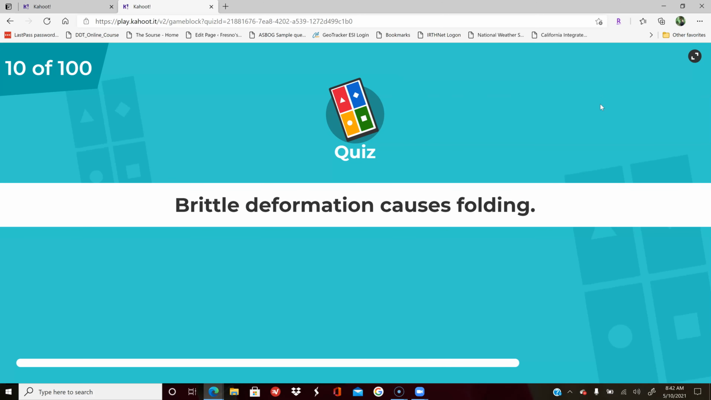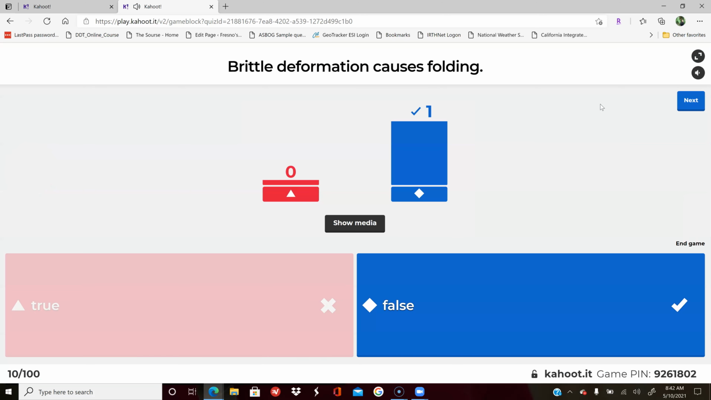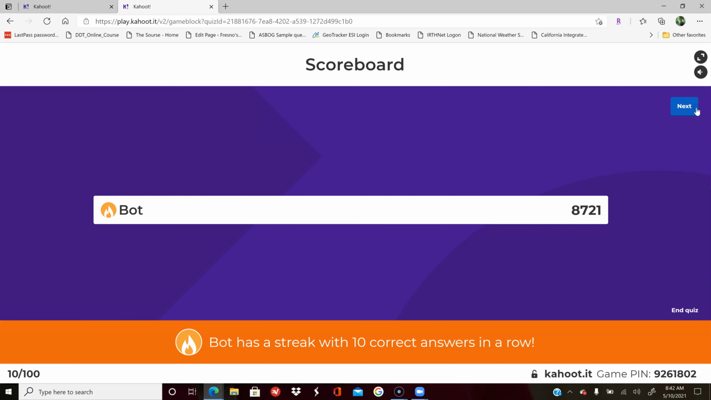Brittle deformation causes folding. This would be false. Remember, brittle and ductile deformation. Brittle is breaking. Okay, so brittle would be false. Ductile is folding or bending. Okay, so ductile is bending, brittle is breaking. Breaking is faulting, bending is folding.